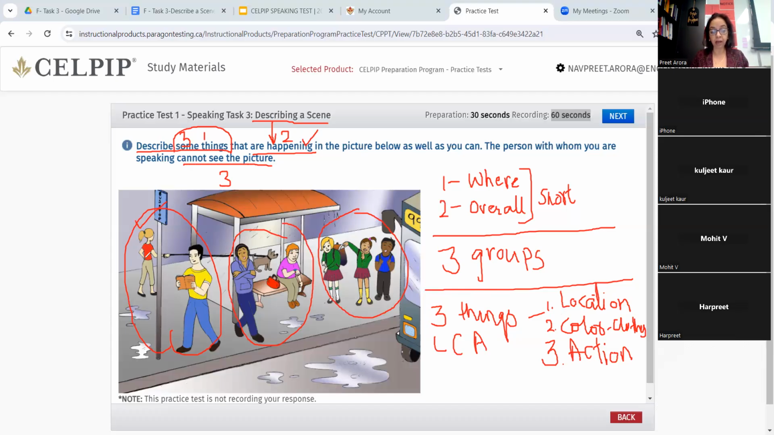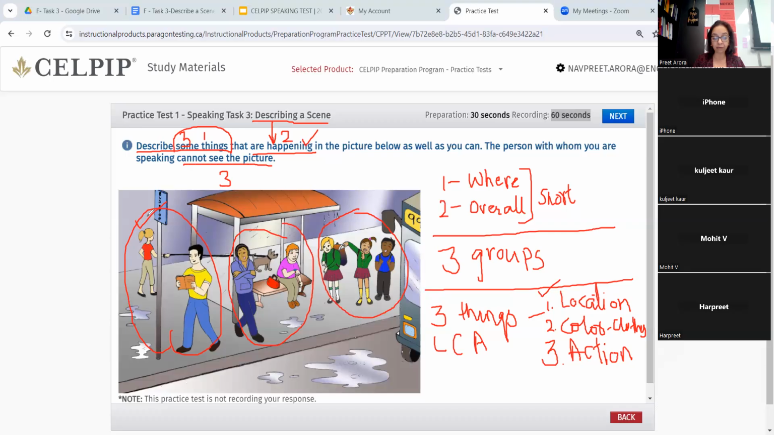Now, I would say for number one, where it is happening, you will say, well, this is a scene of a bus stop. Overall, there are about 7 people, and it seems like the rain just stopped a while ago. There are many people waiting for the bus, and let me tell you that on the extreme left side, which is the location, on the extreme left side of the picture behind the shed. So I use 2 locations to give more details of where the person is.